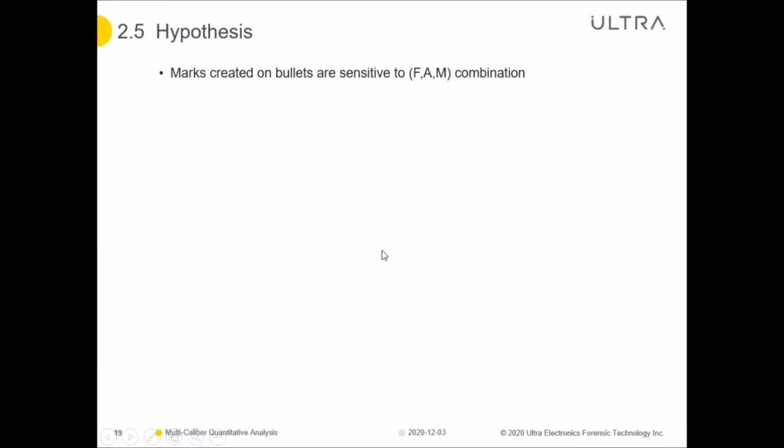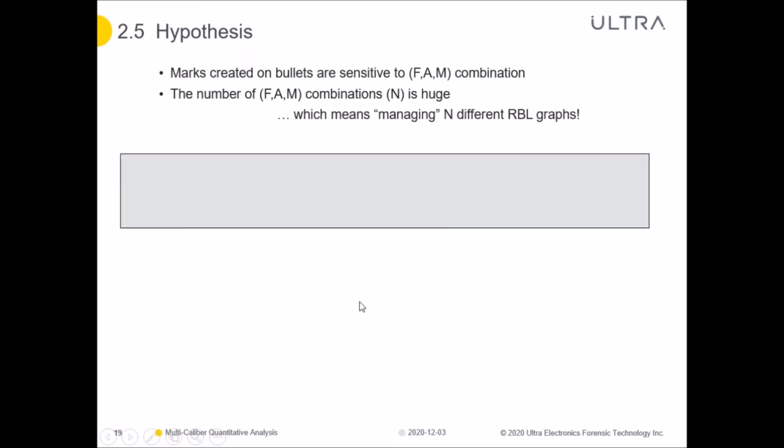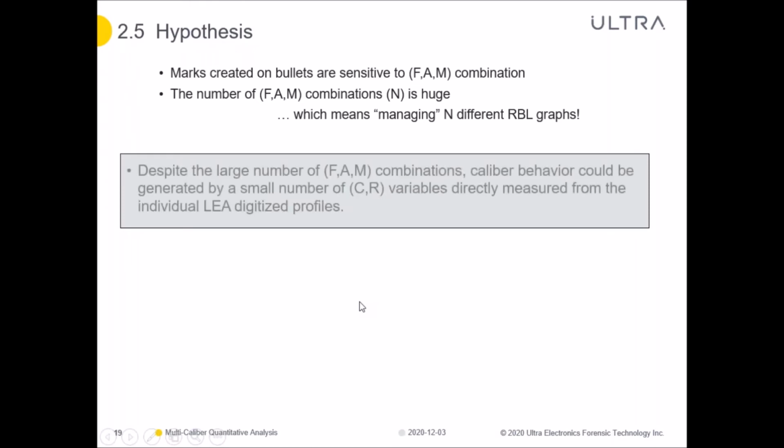Okay, observation. Marks created on bullets are sensitive to FAM combination, firearm calibers and brand, ammunition type, and material. The number of FAM combinations is absolutely huge, which means managing a huge amount of different RBL graphs. We may not want this. So here's my hypothesis, that is really important right here.